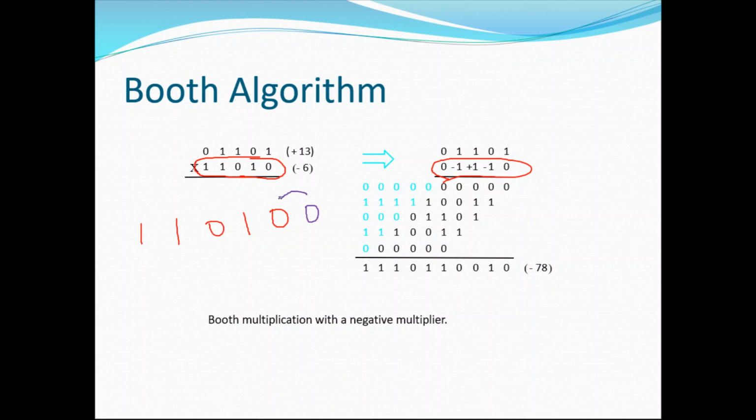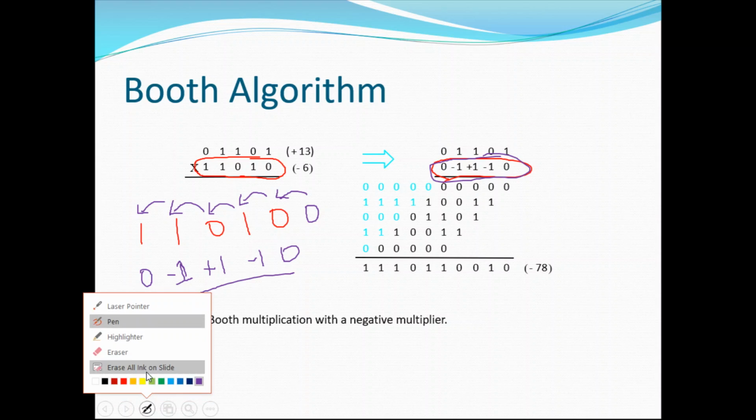Now what is this? 0 0 means 0. When you go from 0 to 1, minus 1. When you go from 1 to 0, plus 1. When you go from 0 to 1, minus 1. When you go from 1 to 1, 0. So you can compare: 0, minus 1, plus 1, minus 1, 0. So this is how we got it, and this is how Booth coding is done.